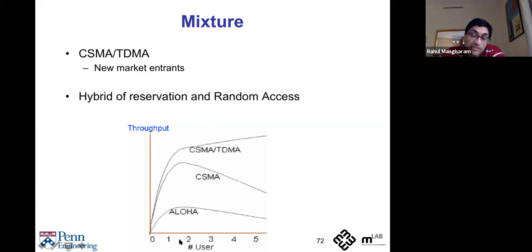And so what is this? The x-axis is just saying the more users you have, the throughput actually goes down. Who can tell me why the throughput goes down? So why would the throughput go down?